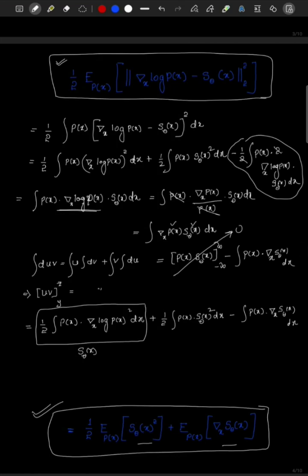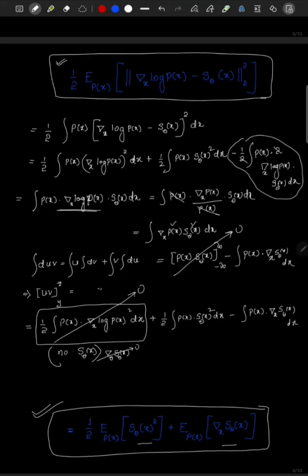So if I want to minimize this objective function, what I need to do is take the gradient with respect to theta. If I take the gradient with respect to theta, then this term will get cancelled out, because it has no s theta. This term will get cancelled out because it does not have any s theta involved in it.